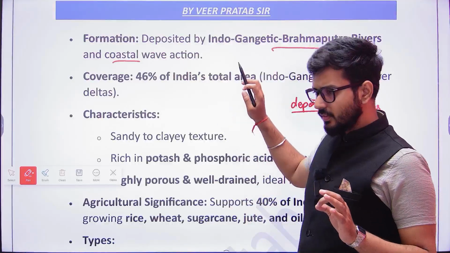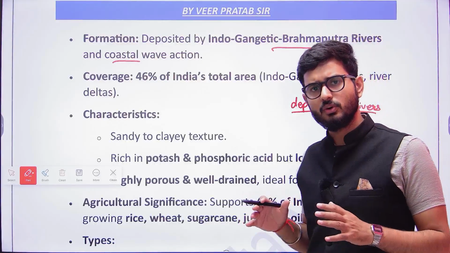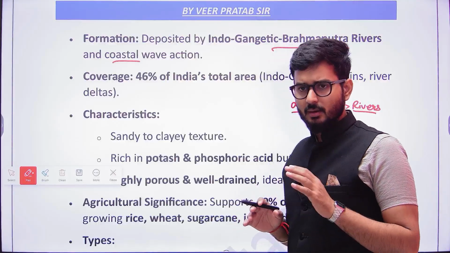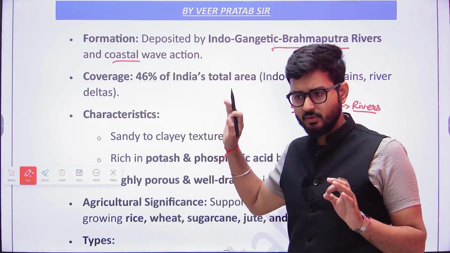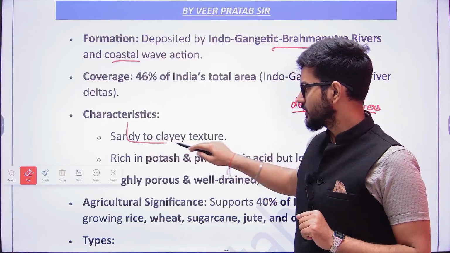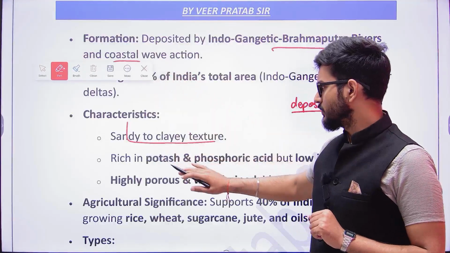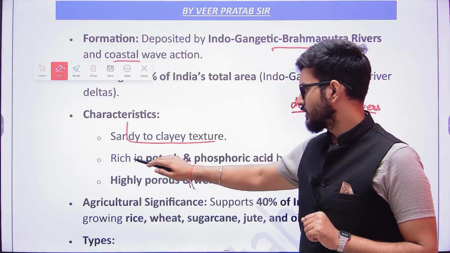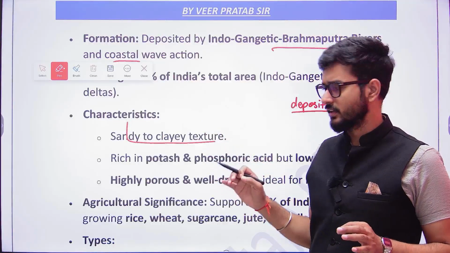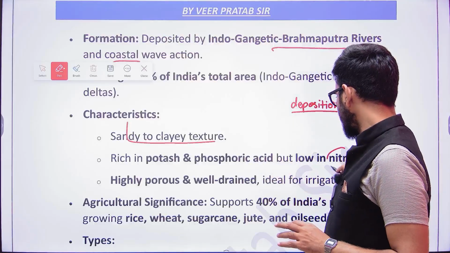Apart from that, this soil is going to have around 46% of the coverage area of the whole of India's soils, which means it is the largest of the soils found in India, out of the 8 other soil types that we have discussed. Now the texture is sandy to clayey, and the most important thing, my dear friends, is to look at which minerals these soils are rich in. They are rich in potash and phosphoric acid, but they are low in nitrogen.